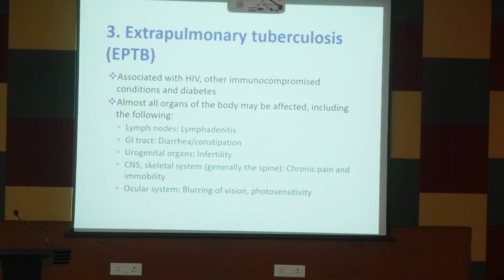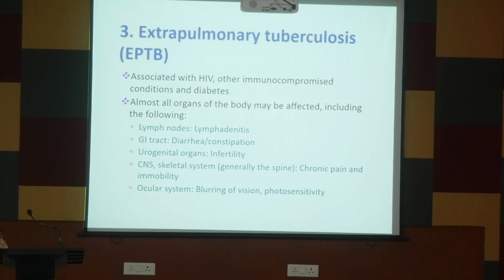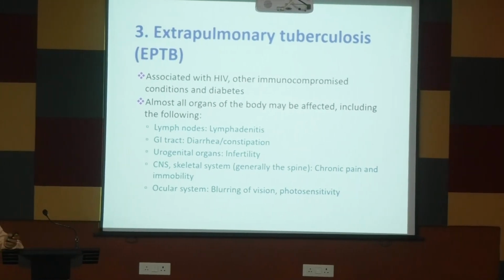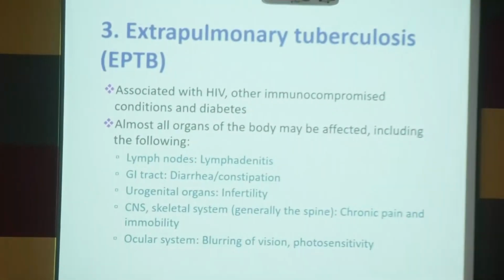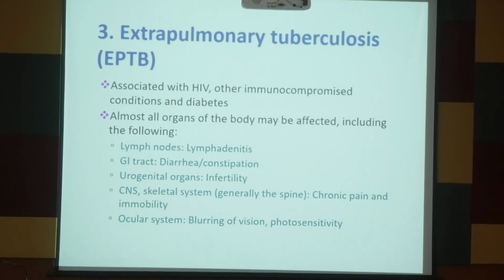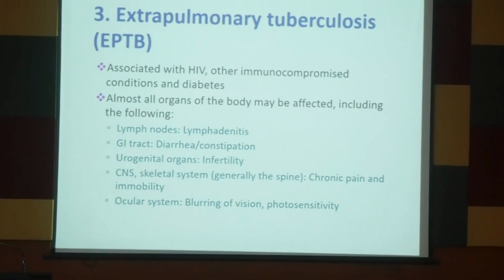What is the commonest site of involvement of tuberculosis? Lungs. So pulmonary tuberculosis is the most common presentation other than extrapulmonary. What are the extrapulmonary sites? Commonest extrapulmonary sites are lymph nodes, GI tract, CNS. These are the other most common extrapulmonary sites of involvement.